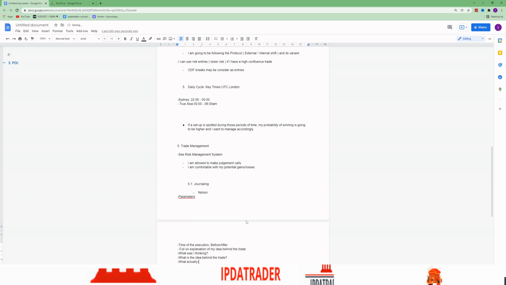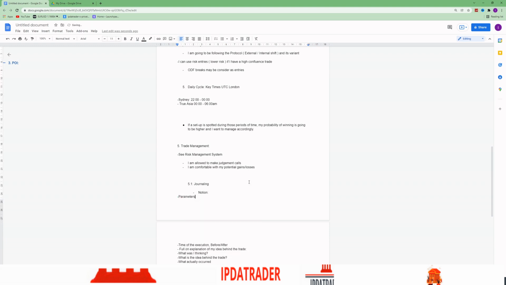What actually occurred? How can I improve it next time? What are things to learn from this potential win or loss? How can I replicate it tomorrow if that was actually a successful and winning trade?